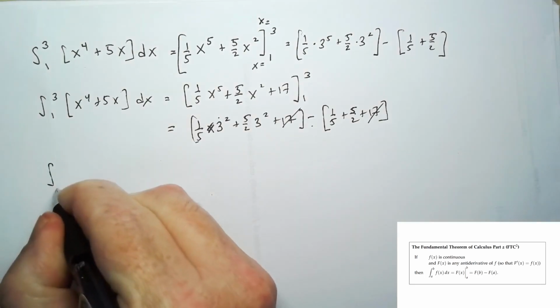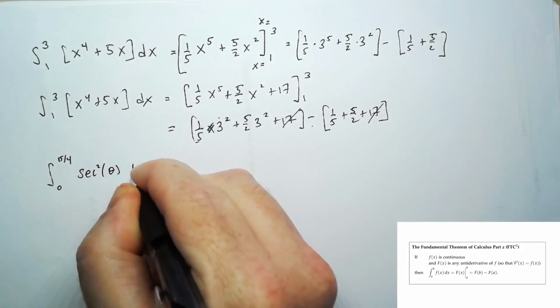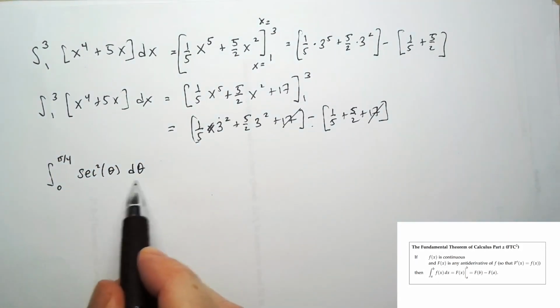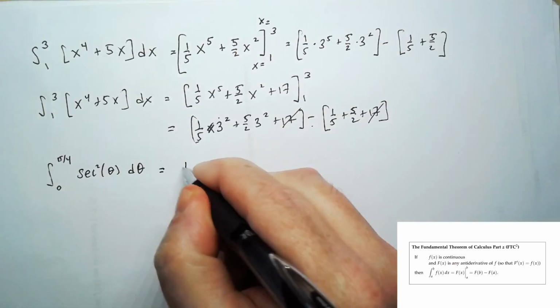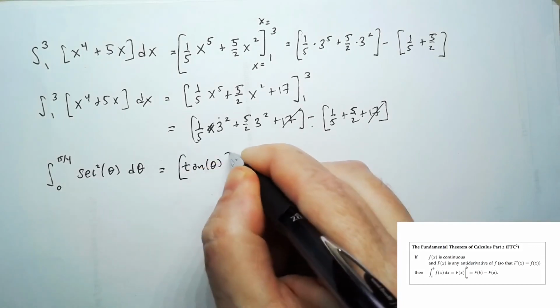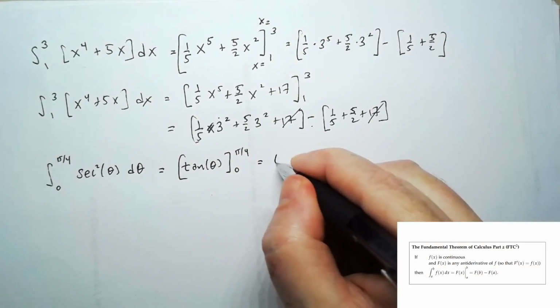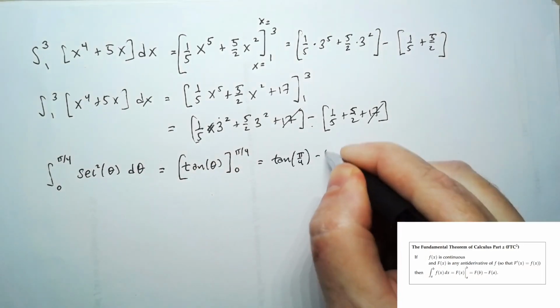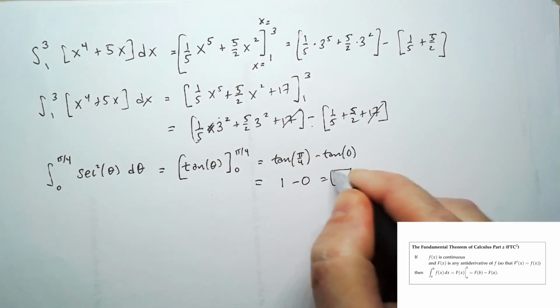For example, if I have the integral from 0 to pi over 4 of secant squared theta d theta, and remember the variable here doesn't really matter as long as it agrees, I just need to think of a function whose derivative is secant squared theta. And you might remember from differential calculus that the derivative of the tangent function is the secant squared function. So we could use tangent of theta as our antiderivative. So we get tangent of pi over 4 minus tangent of 0, which is 1 minus 0, and our answer here will be 1.